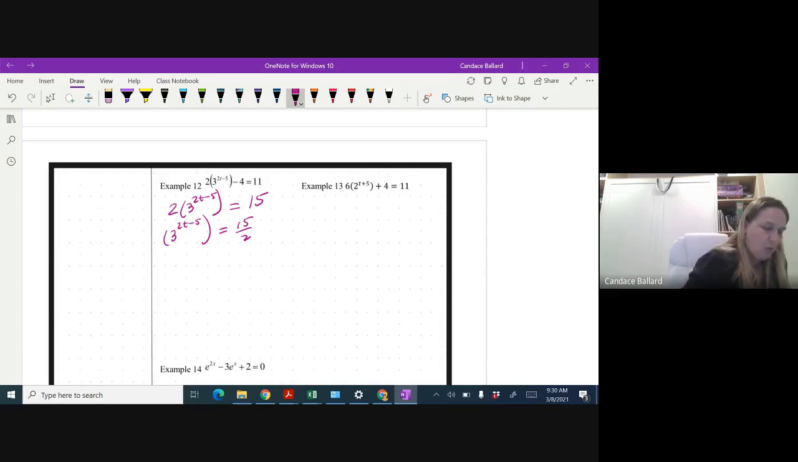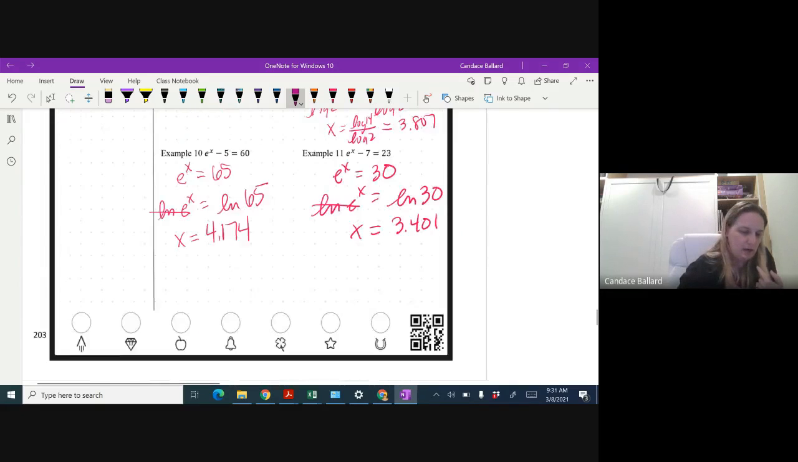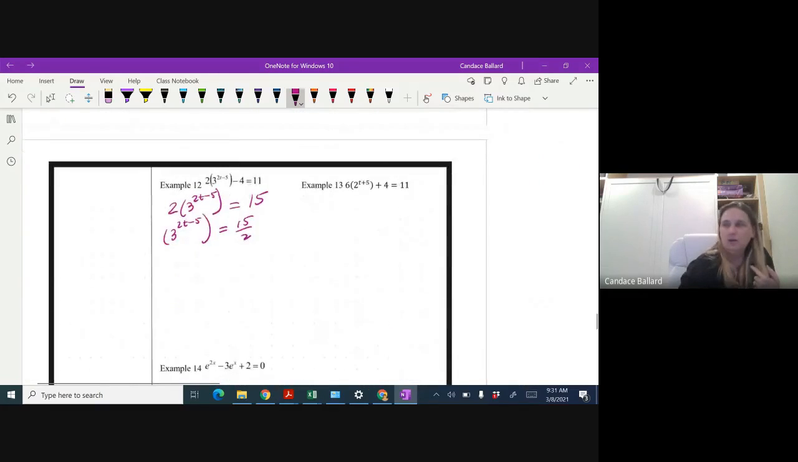So what do I need to do to both sides of the equation? Can you tell me what I need to put on both sides of the equation in the chat here? What do I need to put on both sides of the equation? What do we think? Think back to what we did on example 9. So what do we need to do to both sides?